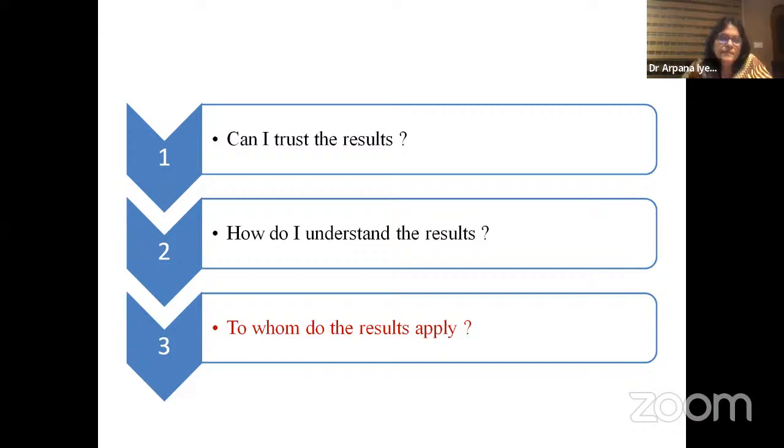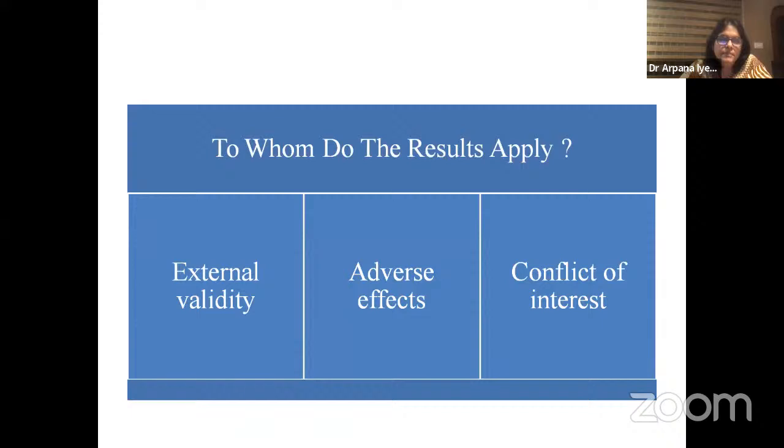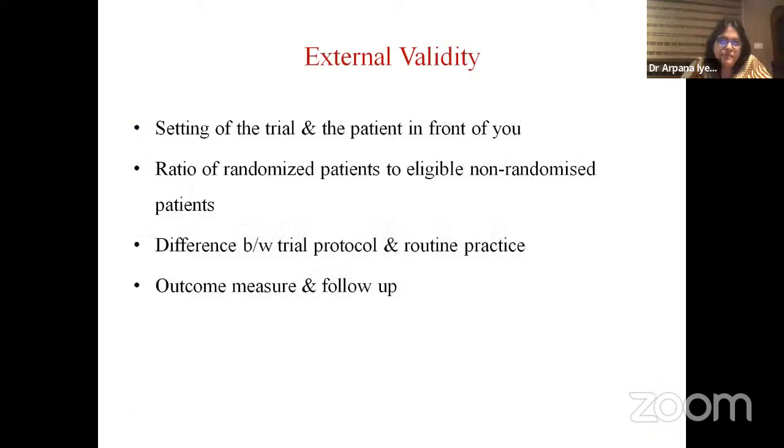So coming to the last question, which is to whom do the results apply? We need to see three parameters: whether the results are externally valid, what the adverse effects profile is, and whether there was any conflict of interest. So external validity: the setting of the trial and the patient in front of you.